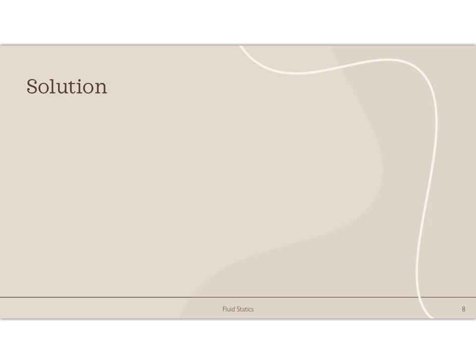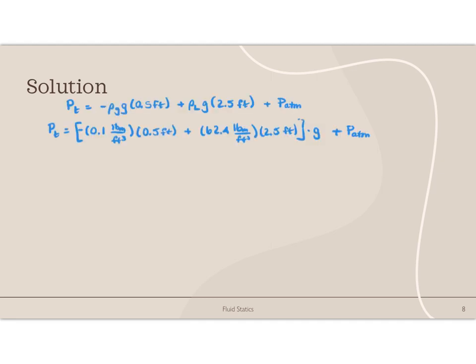Rho for the gas is 0.1 pound mass per cubic foot, and for the liquid is 62.4 pounds mass per cubic foot. I've pulled the G out, and we'll deal with that in a moment, but I want us to just look at the relative numbers here. This first one is negative 0.005 pounds mass per square foot, and this other one is 156 pounds mass per square foot.